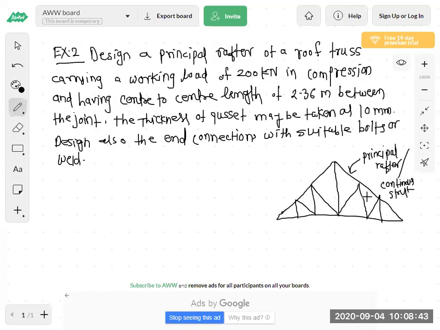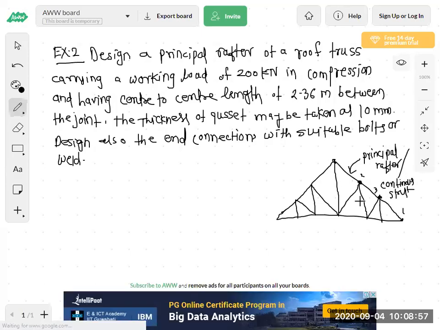So why are we calling it a continuous strut? Because from this joint to this joint, there are two more joints in between. This is one joint, this is second, this is third and fourth joint for this member. So this is continuous over the joints, started from this point, again comes here, again goes to the next, again next. So this is the continuous member. We call it a principal rafter, and for this principal rafter we always use the double angle.